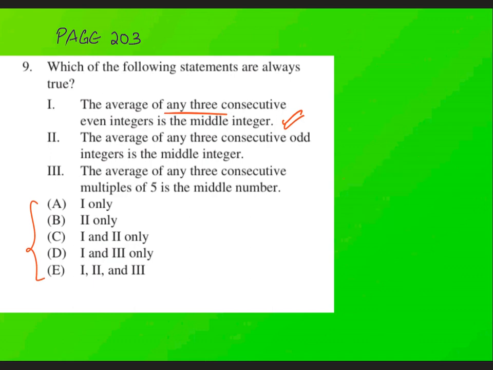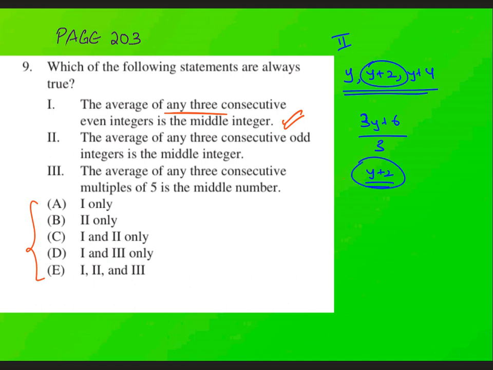Now for the second statement, it's again 3 consecutive odd numbers. Let's say y, y plus 2, y plus 4. Again, if you want to take the average, you can just add them. That's 3y plus 6 upon 3, which is y plus 2. Again, this is for any 3 odd numbers in general, and the average is the middle term, so this is also true. Again, this is also an AP, so if you want to use the concept of AP, you can. So first two are true. Let's check for the third one.